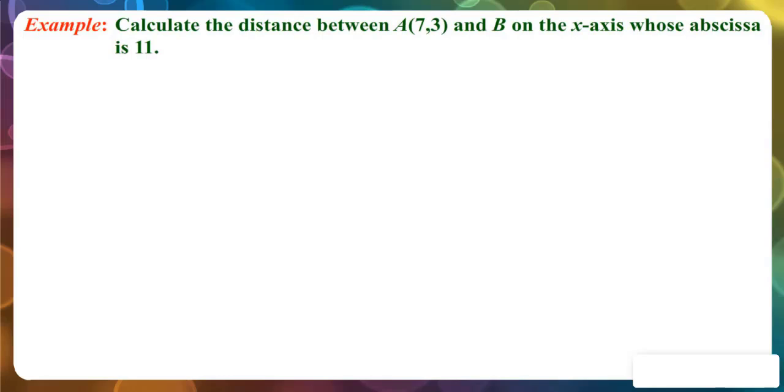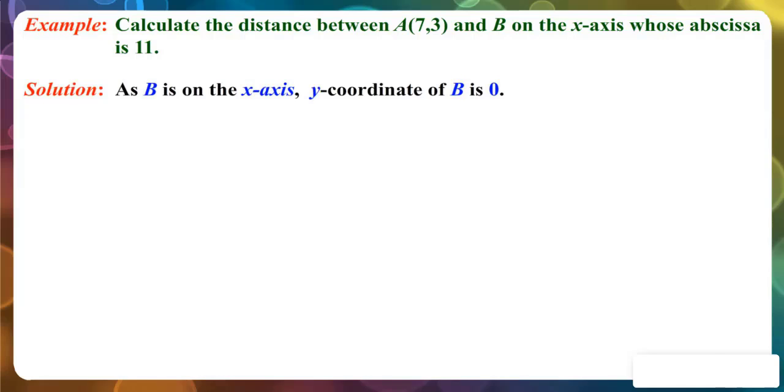Let's take an example. Calculate the distance between A (7, 3) and B on the x-axis whose abscissa is 11. Let's solve this. As B is on the x-axis, the y-coordinate of B is 0. So, B is (11, 0).